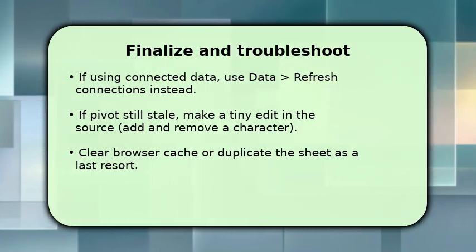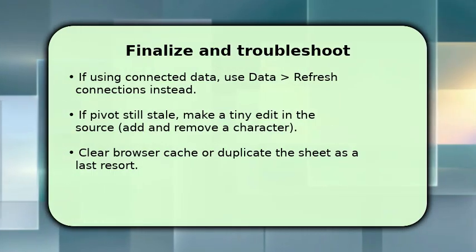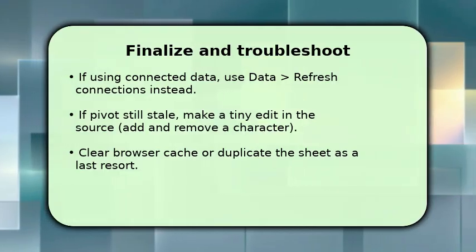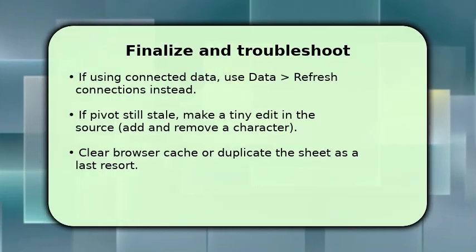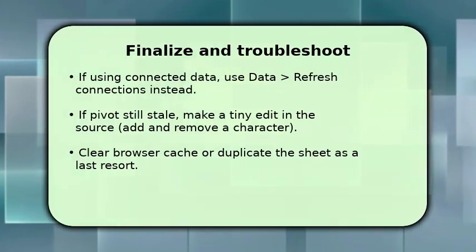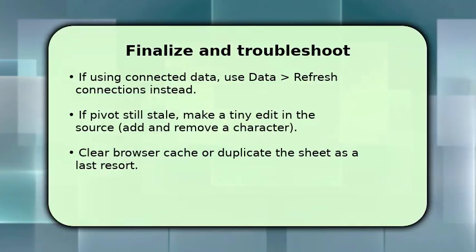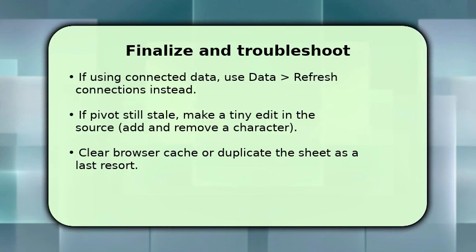If values still look stale, make a tiny direct edit in the source table, add and remove a character to trigger auto-update. If all else fails, clear browser cache or duplicate the sheet and recreate the pivot. These steps handle most stubborn refresh issues quickly and predictably.